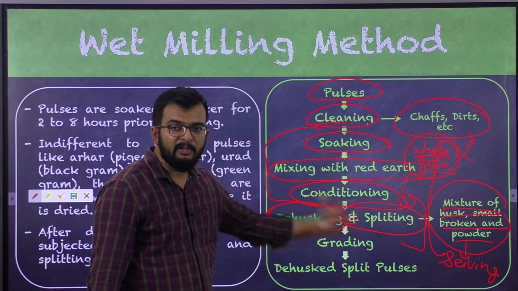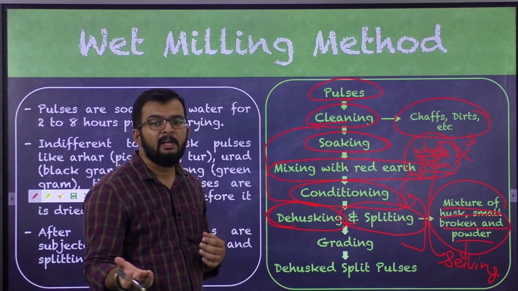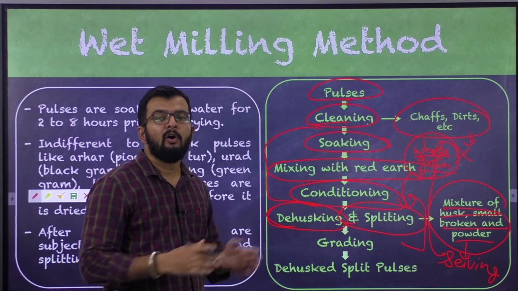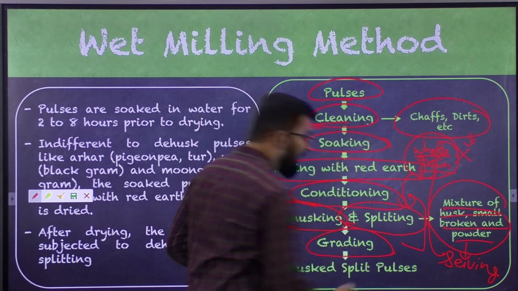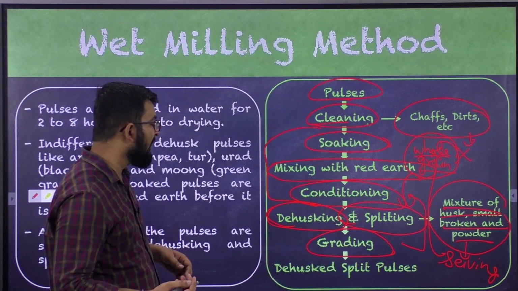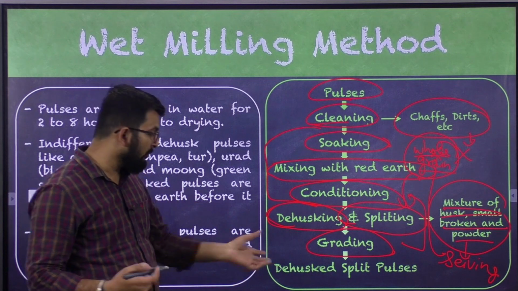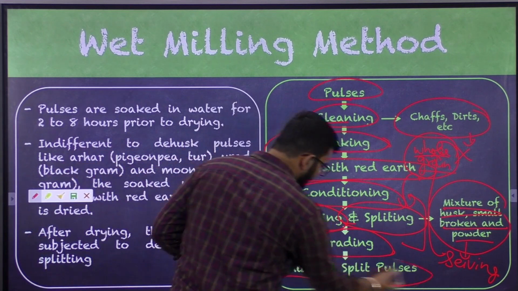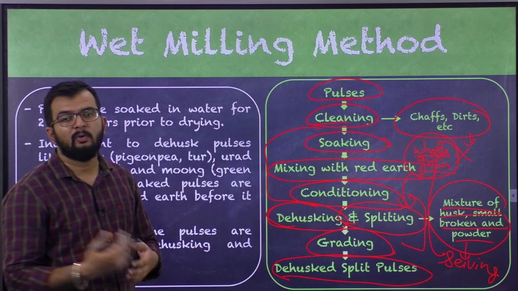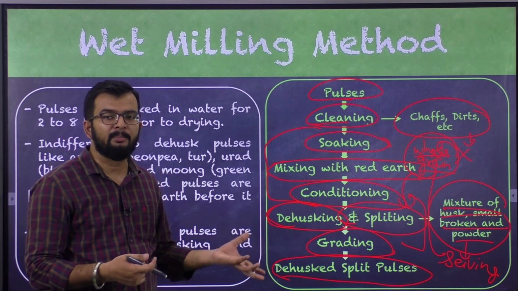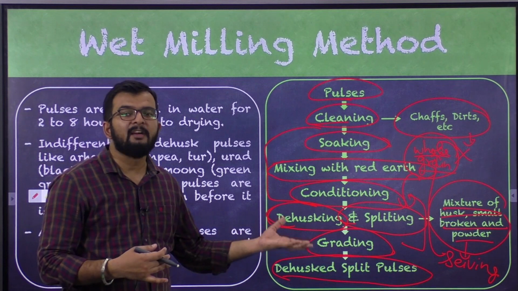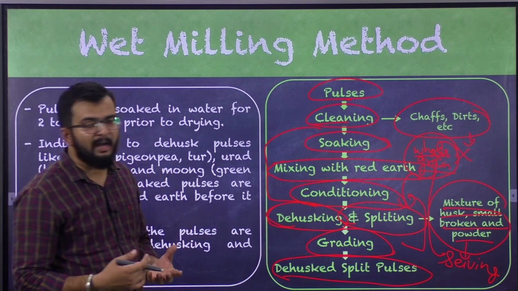Okay, so after dehusking and splitting into individual cotyledons, grading is done, that is, based on the size. After grading, these are packed. You will get your dehusked split pulses, right? So these are then packed as per the quality. See, a larger pulse size will fetch a greater price. So based on that, these are packed separately and sold in the market.